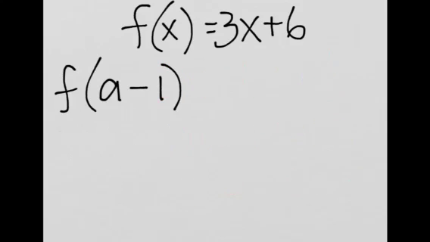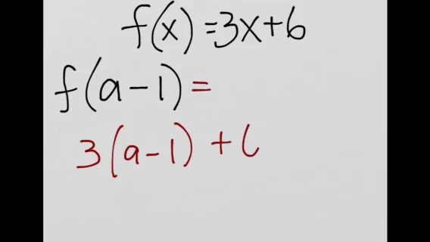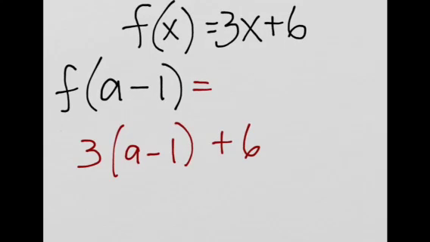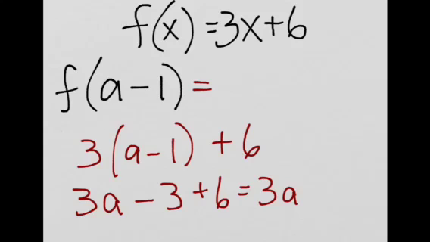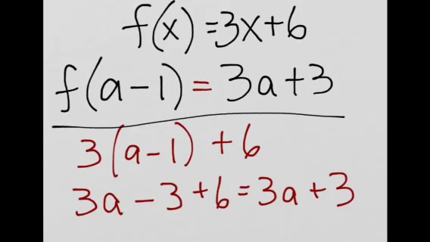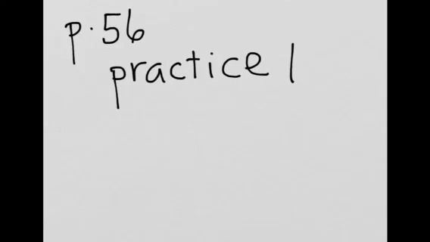Note that you could also substitute another expression. F of a minus 1 is equal to 3 times (a minus 1) plus 6. You just put the a minus 1 exactly where the x was, which is 3a minus 3 plus 6, which is 3a plus 3. So the answer for f of a minus 1 would be 3a plus 3. And here you see how we worked it out. You're now ready to do the practice number 1 on page 56.